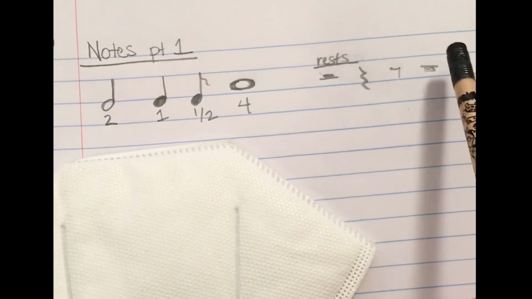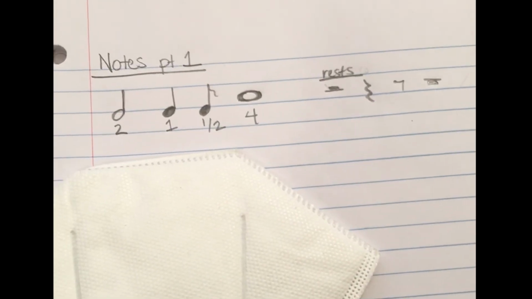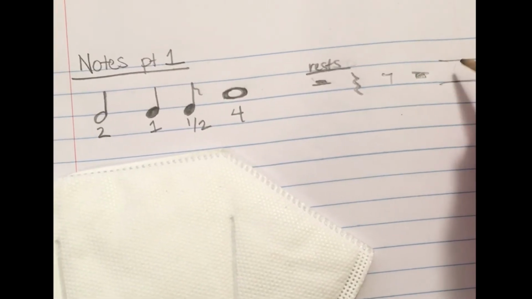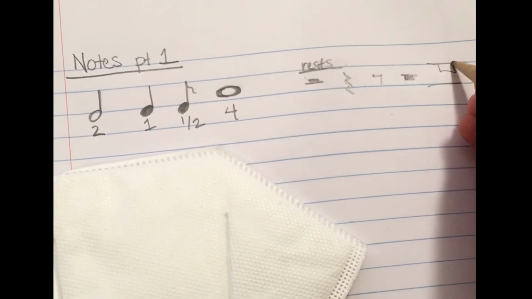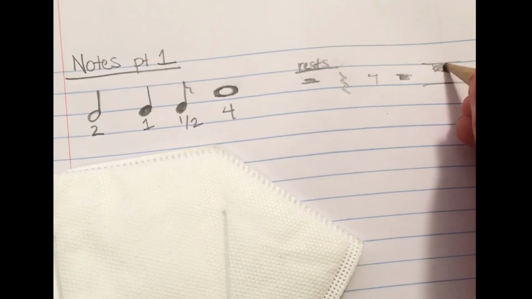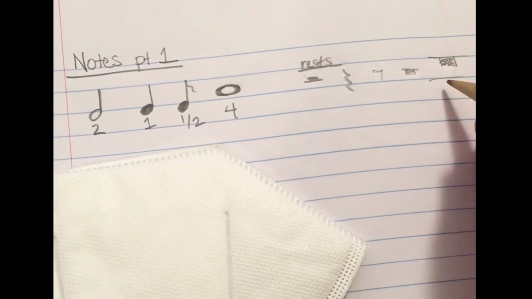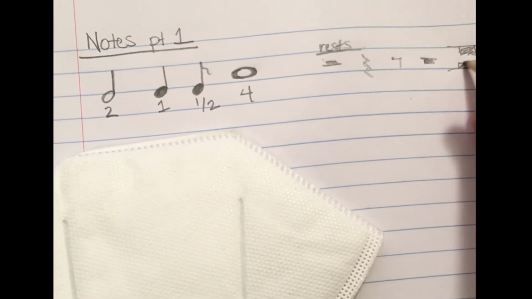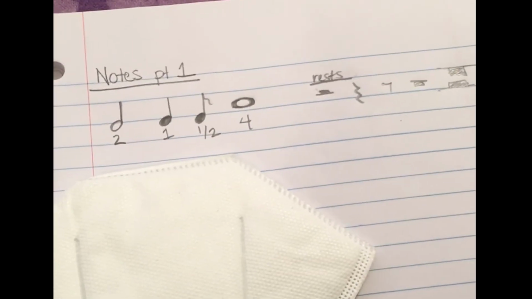Now the half and the whole rest, the only way you can tell them apart is when you look at them on the staff where they're on the lines. I'm going to draw 2 lines real quick to help you understand. So whole, think of it like you're whole, full, so your belly's going to fall down. With half, you're only half full, so you're not really pulling down.